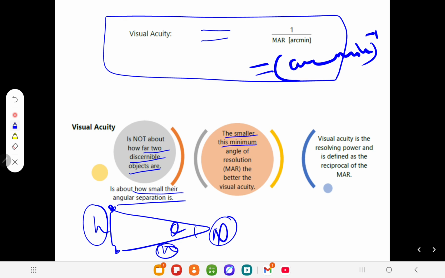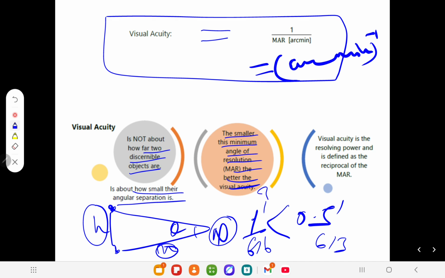The smaller the minimum angle of resolution is, the better the visual acuity, isn't it? It's always better. 0.5 is far better than 1 minute of arc because it's 6 by 3. Okay, it's 30 cycles per degree versus 60 cycles per degree. And the third thing: visual acuity is the resolving power, and that is defined as the reciprocal of MAR, the minimum angle of resolution. When you reverse it, you'll get visual acuity. So this is the concept of resolving power.